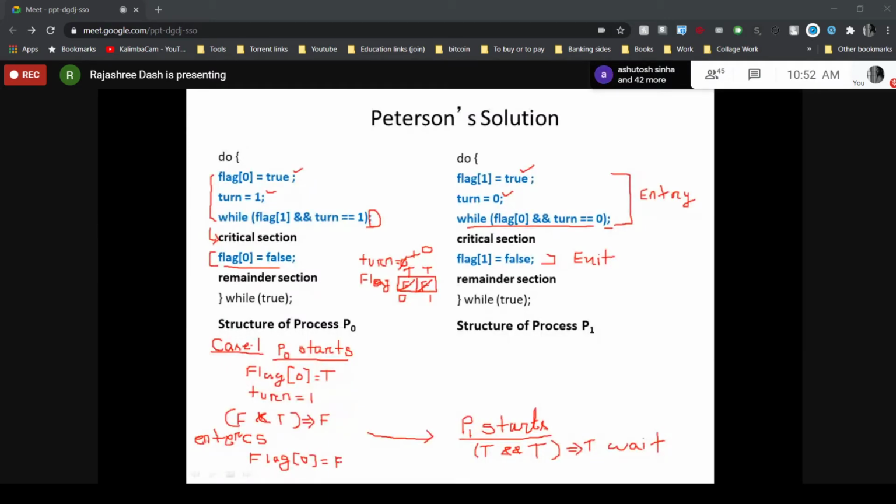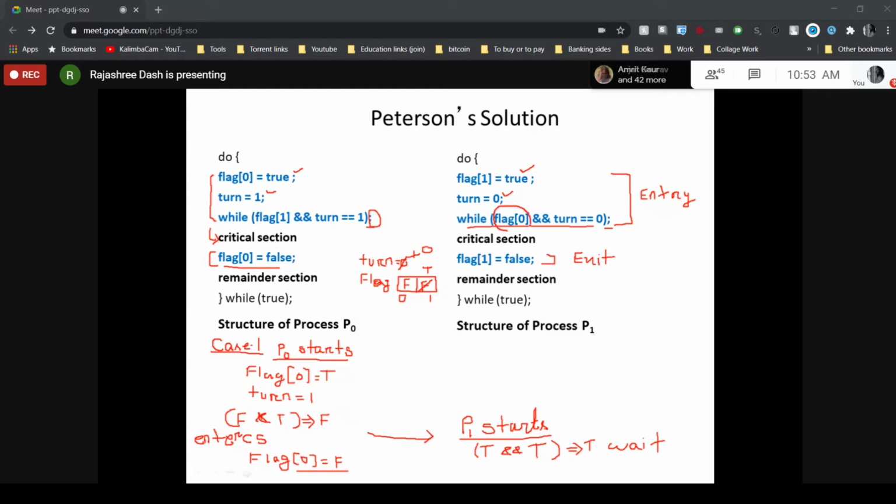So previously the flag 0 was true. Now it has again made that flag 0 false. Okay. Now after that it will move to its remainder section. Now here, when P0 makes the flag 0 false, P1, which was simply spinning at that while statement, will find the flag 0.